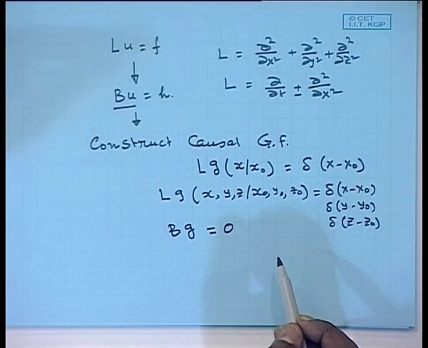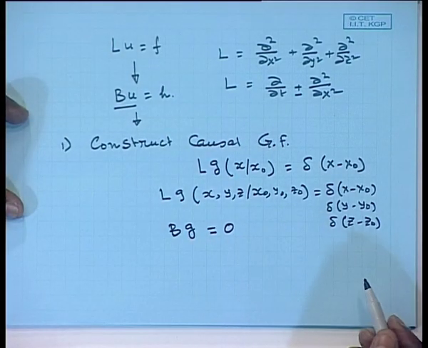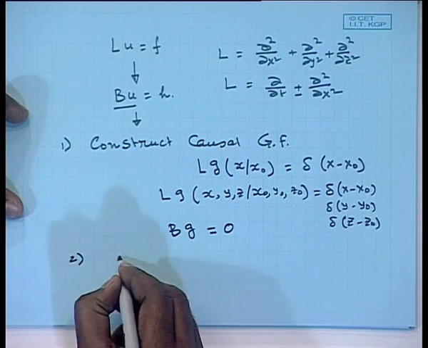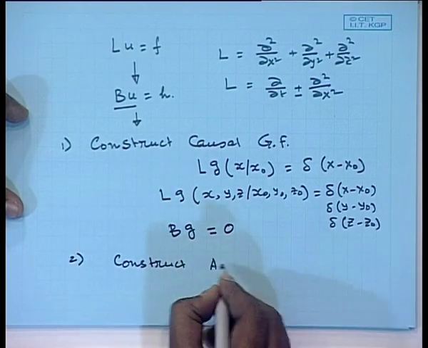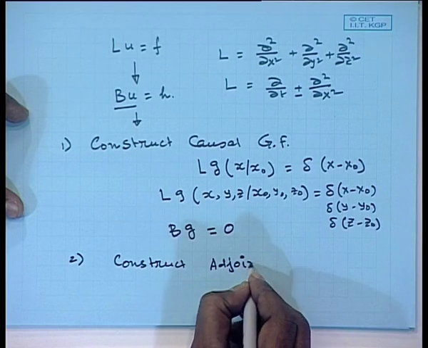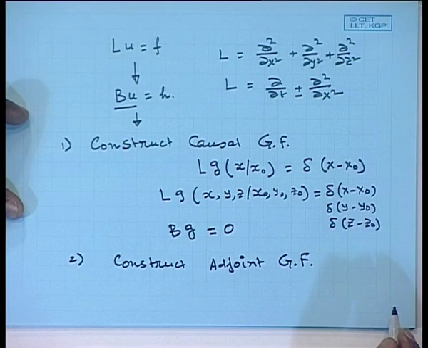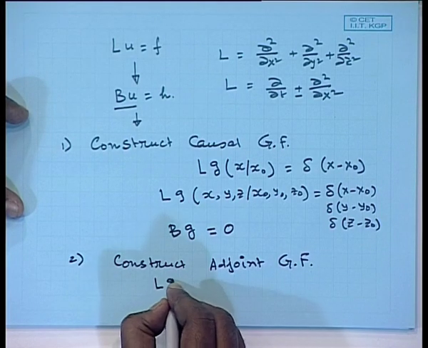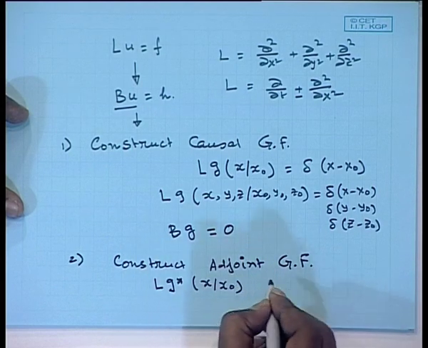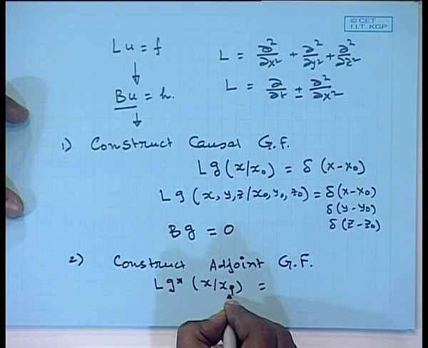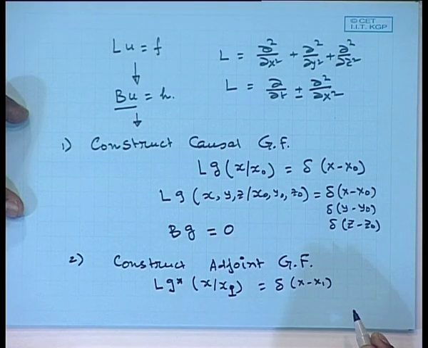Likewise, the first step is to construct a causal Green's function, then you have to construct the adjoint Green's function. Adjoint Green's function is defined as L star g star of x by x naught equal to delta x minus x 1.